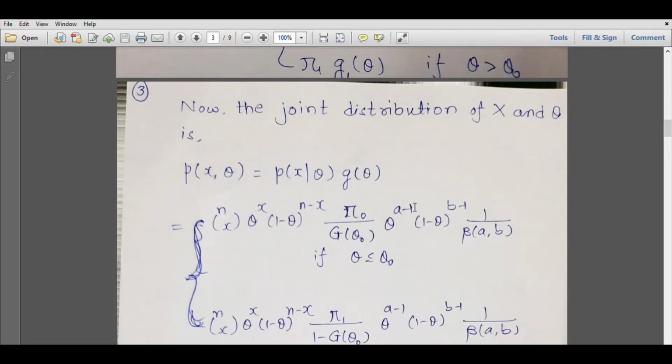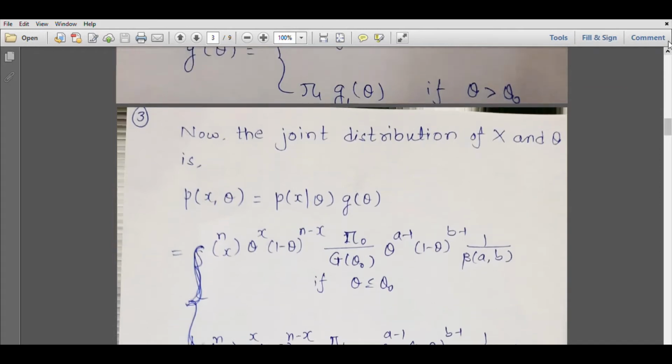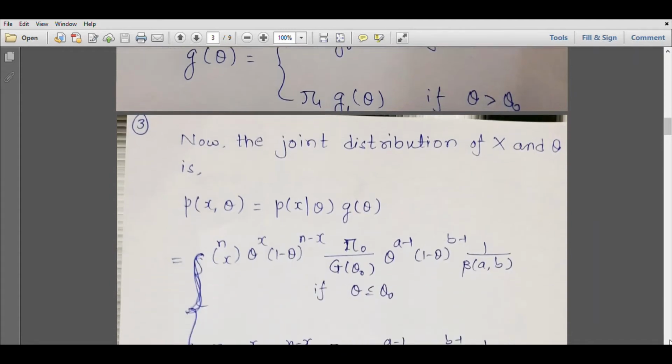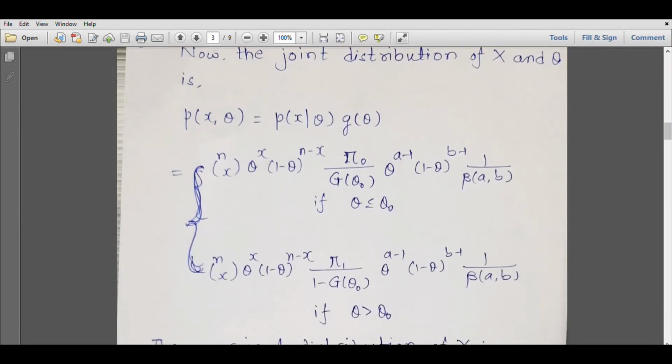Now g(θ). Notice that the expression of g(θ) will be g0(θ), and g0(θ) is π(θ) upon capital G at θ0. So π(θ) will be θ raised to a minus 1, (1 minus θ) raised to b minus 1, into 1 upon beta(a,b). Thus the joint distribution will be of this type if θ is less than or equal to θ0, and the joint distribution will be like this if θ is greater than θ0.